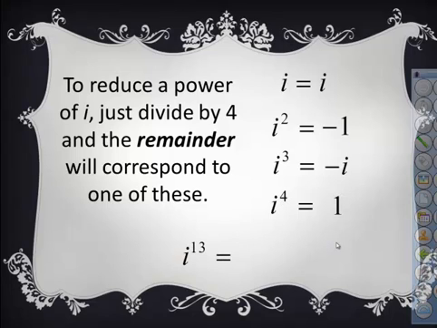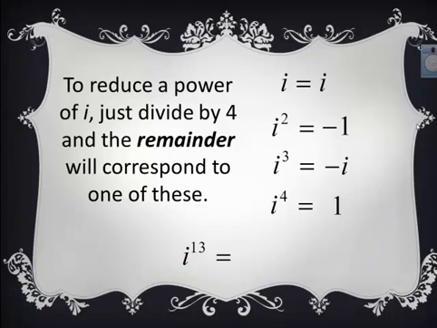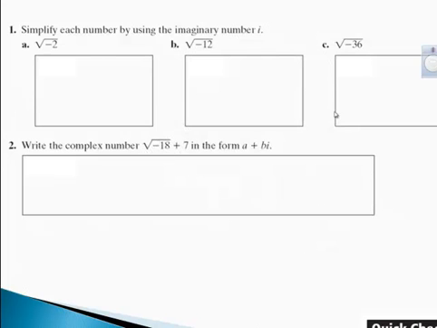So see if you guys could take a second and figure out what i to the 13th would be. So how I usually do this, if you're stuck, is I look at this and say, okay, well, I know 12 is a factor, right? 12 and 4 kind of go hand in hand. So 12 would be right here, so 13 would then be right there. Does that make sense? All right, so anywho, good luck with that.